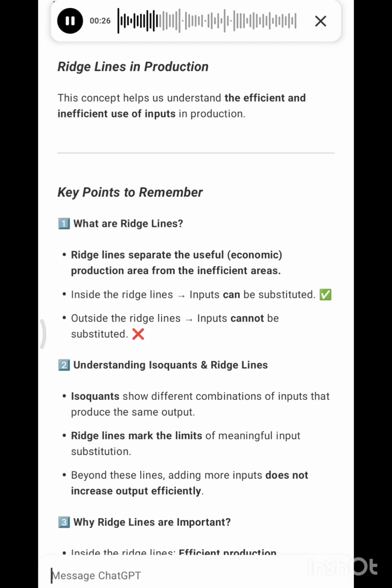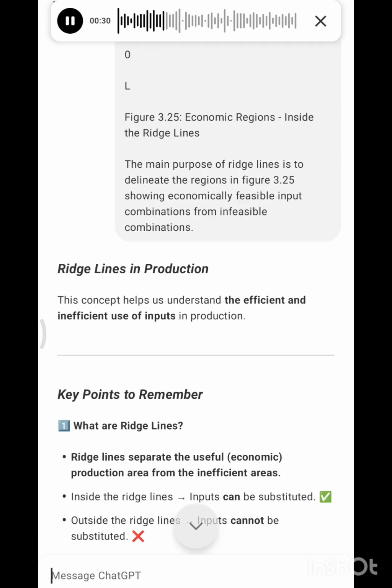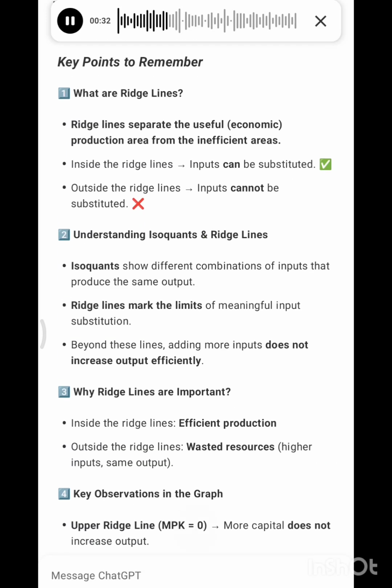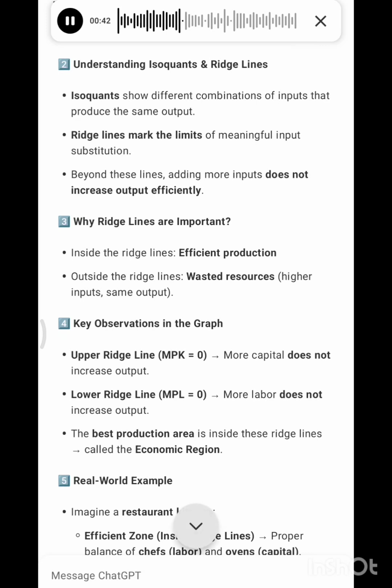2. Understanding isoquants and ridgelines. Isoquants show different combinations of inputs that produce the same output. Ridgelines mark the limits of meaningful input substitution. Beyond these lines, adding more inputs does not increase output efficiently. 3. Why ridgelines are important. Inside the ridgelines, efficient production. Outside the ridgelines, wasted resources. Higher inputs, same output.